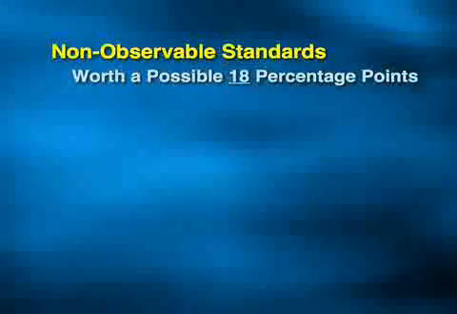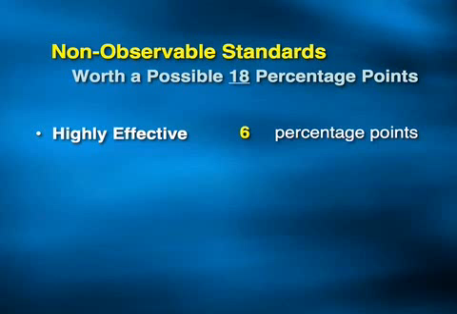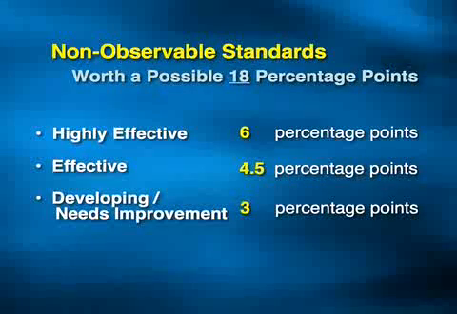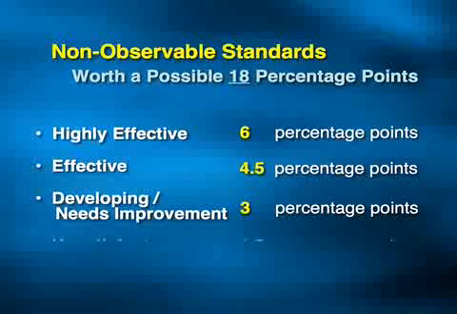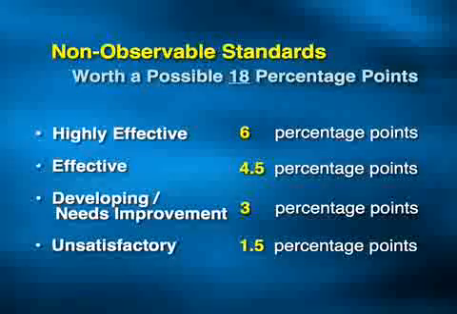The non-observable standards are worth up to 6 percentage points each. Each non-observable standard that is rated highly effective will add 6 points to the final score. A rating of effective will add 4.5 points. Developing or needs improvement receives 3 points, and 1.5 points for a rating of unsatisfactory.